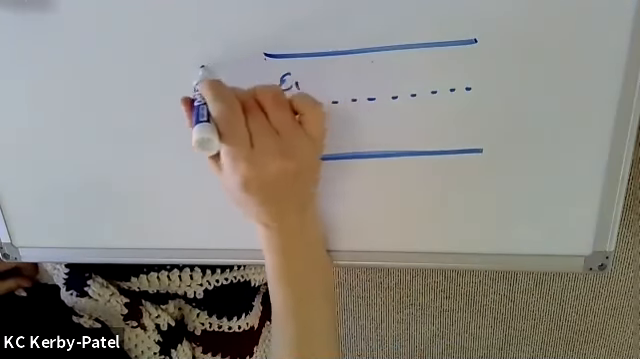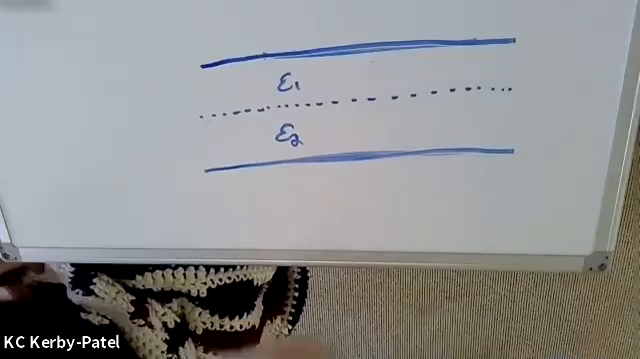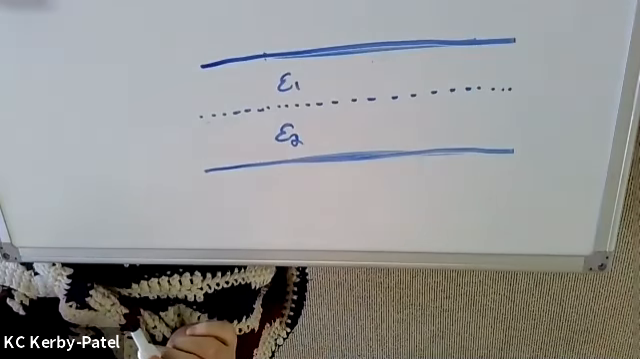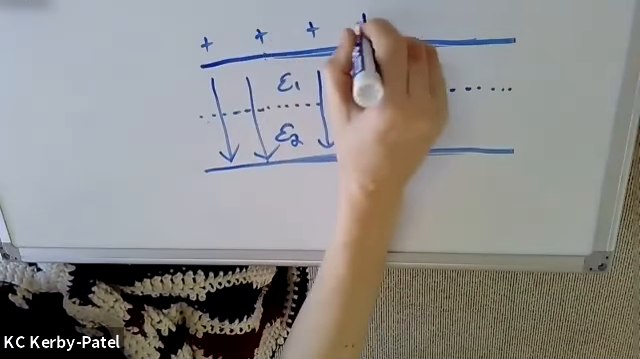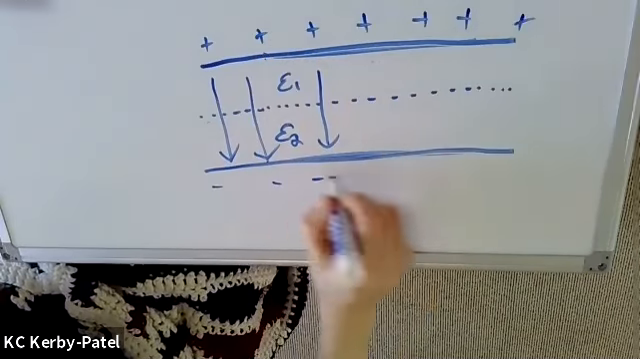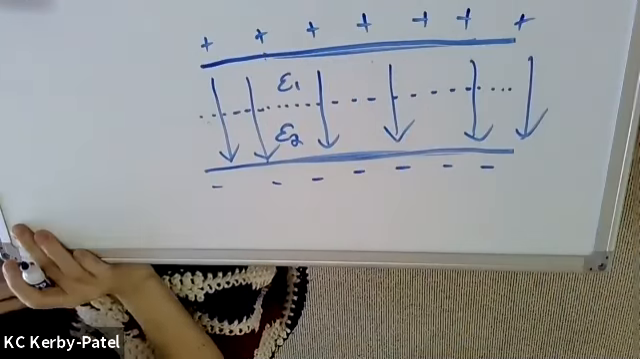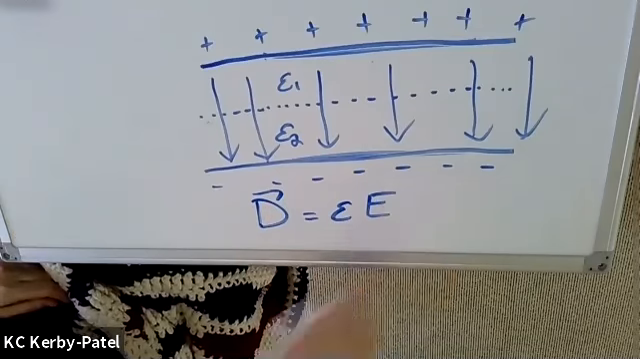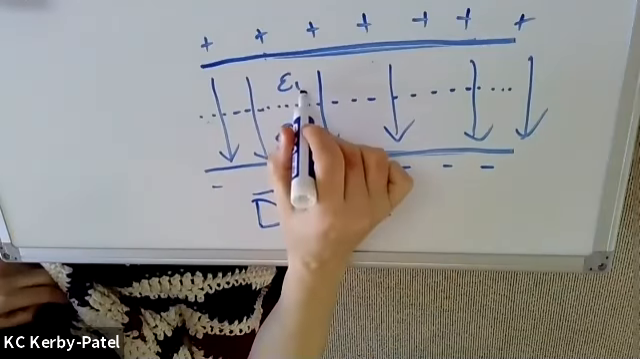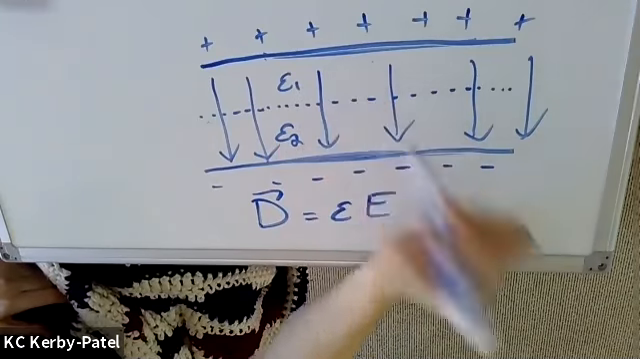This is a parallel plate capacitor, and imagine that the plates are big enough that I can still say that the electric field inside is uniform and points like this, from my plus charges to my minus charges. That's great. But I know that my electric flux density is epsilon E. So if epsilon 1 is larger than epsilon 2, that means that D1 is greater than D2.